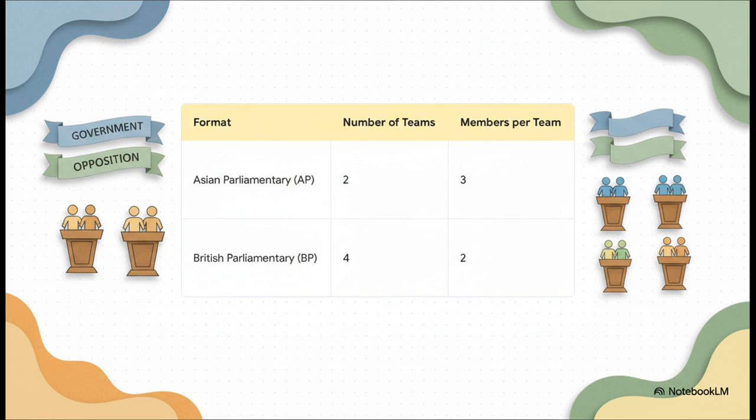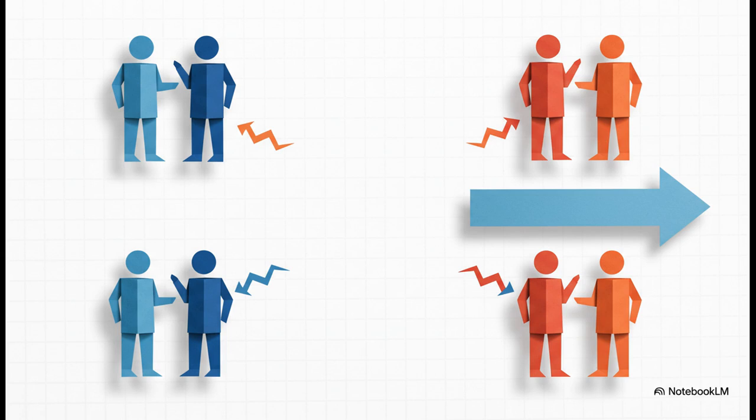Pretty straightforward. But then you have British Parliamentary, or BP, and this is where it gets interesting. The room has 4 teams, each with 2 speakers. You get 2 teams arguing for the motion and 2 teams against it. Now, this setup in BP adds a really cool, complex layer to the strategy. You're not just trying to beat the other side, you also have to outshine the other team on your own side. You literally have to prove that your arguments were better and more important than the other team that's supposed to be your partner. It's a whole other level of competition.